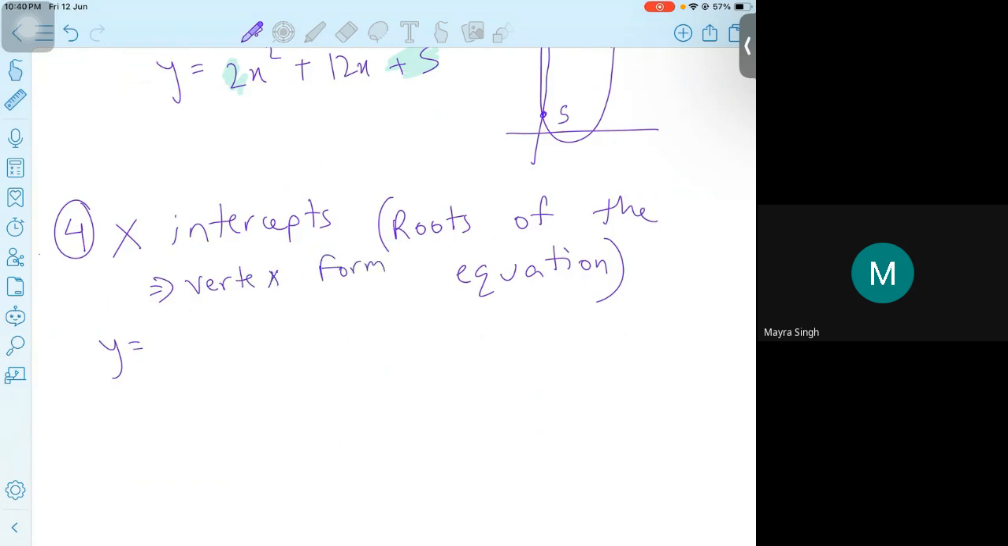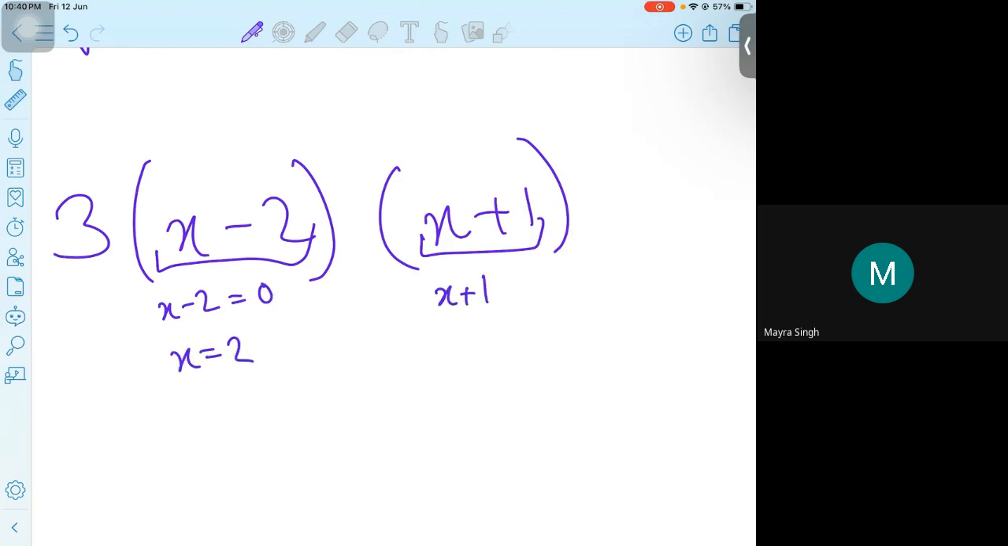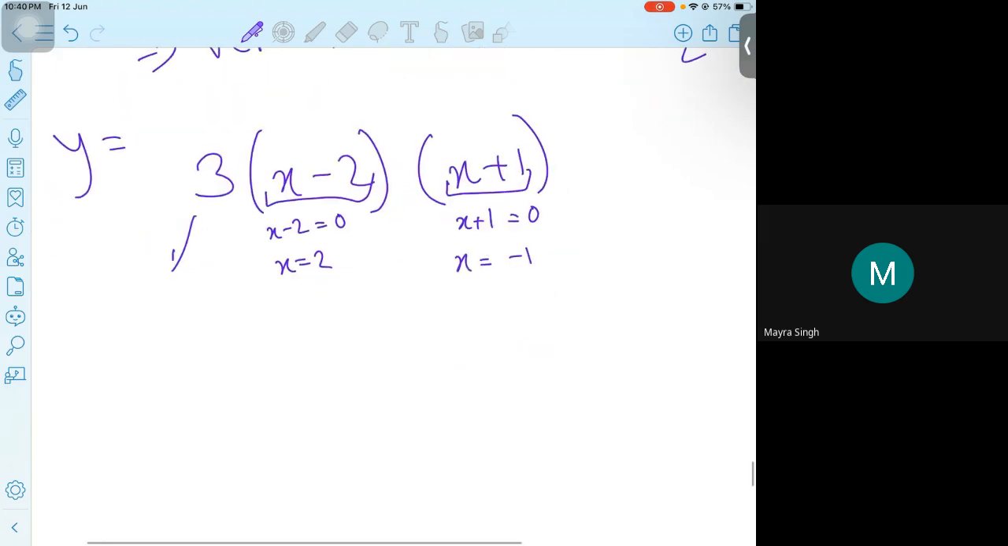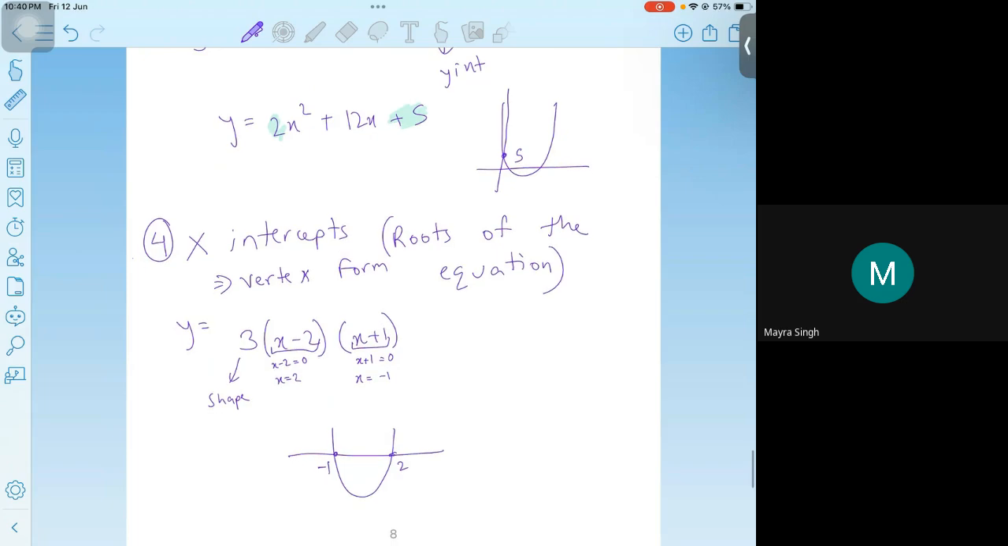So for the vertex form, let's say we have y is equal to 3(x minus 2)(x plus 1). The way to solve this is you take these individually and you get x minus 2 equal to 0. So x is equal to positive 2, and then x plus 1 is equal to 0. So x is equal to negative 1. So now you have the shape and you have the two x-intercepts. So let's say it's something like this, where this is going to be negative 1. This is going to be positive 2. Are you all okay with this? Can I see thumbs up?